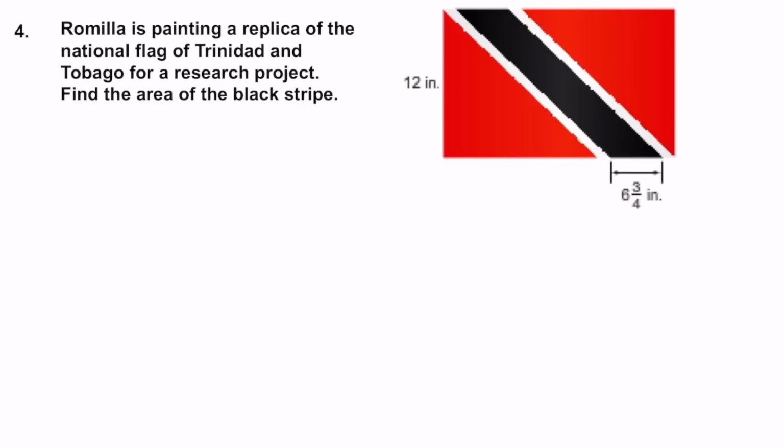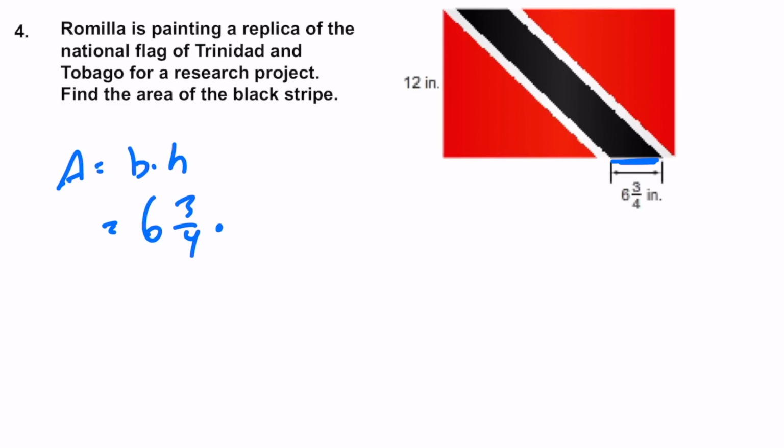Okay, so my camera battery ran out, so now I'm doing it just on the iPad here. So Ramila is painting a replica of the national flag of Trinidad and Tobago for a research project. Find the area of the black stripe. So same thing, you need to find the area equals base times the height. Okay, so the base here looks like 6 3/4 of an inch, times the height.